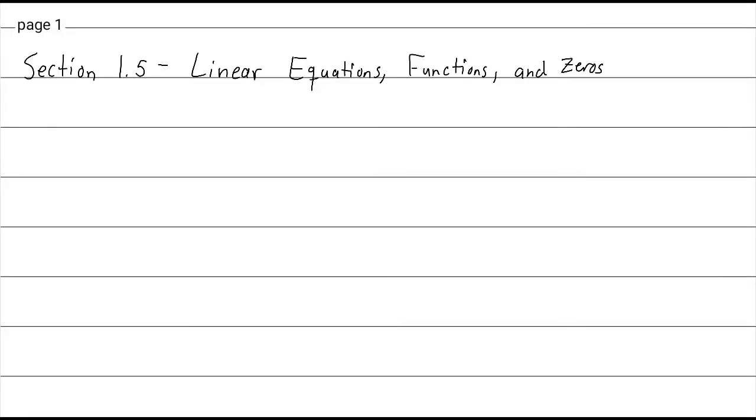Okay, let's move to section 1.5. All right, we're going to deal with linear equations, functions, and zeros. Okay, so we have to talk about what that means, right?